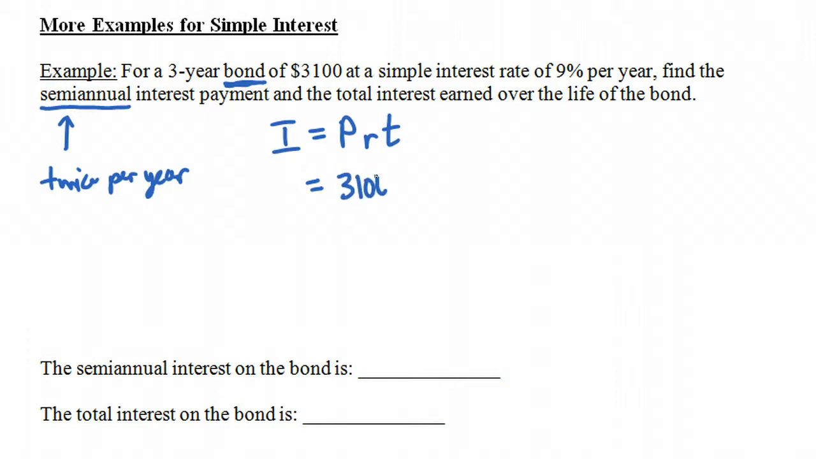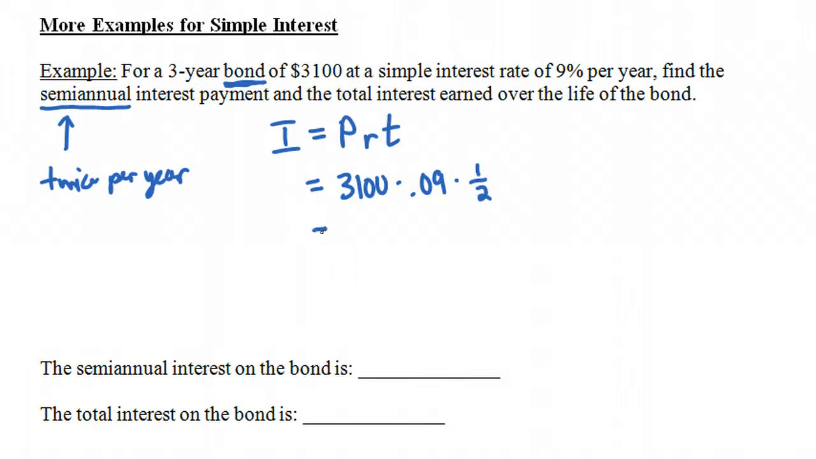The principal is $3,100. The rate is 0.09. And remember to put 0.09 for 9%. Don't just put 9 there. And the time, what's the T? Well, notice this is a 3-year bond, but I'm not going to put in 3 for T, because we're talking about getting interest every 6 months, or over a time period of 1/2 of a year.